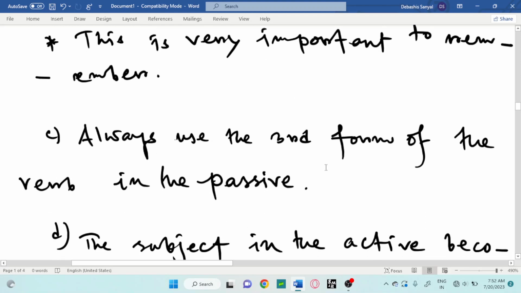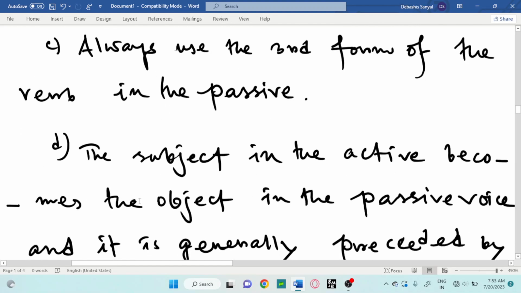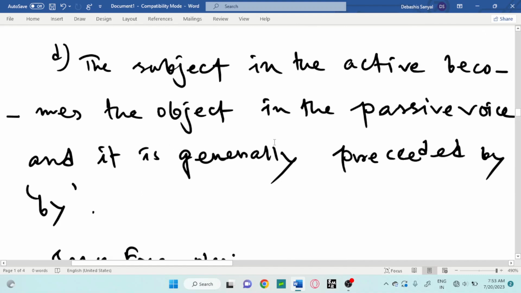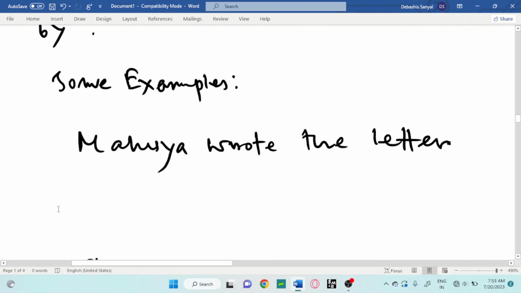Next one, always use the third form of the verb in the passive. It's a common rule, and you always remember that you have to use the third form of the verb in the passive. The subject in the active becomes the object in the passive voice, and it is generally preceded by "by". Actually, see some examples, then it will be clear, according to the rules I have already said above.